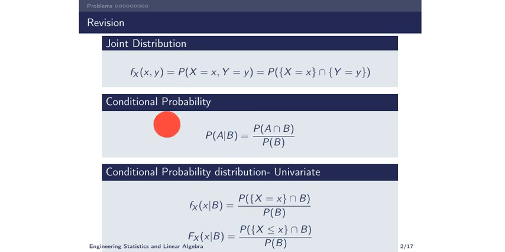In the previous module we studied that probability of A given B is given by probability of A intersection B divided by probability of B, that is the probability of the common part of A and B divided by probability of B. That can be extended to the univariate probability distribution, which we studied in the last module: small f_X(x given B) is probability of X equal to x intersection B divided by probability of B, and capital F_X(x given B) will be probability of X less than or equal to x, because this is cumulative distribution, intersection B divided by probability of B.